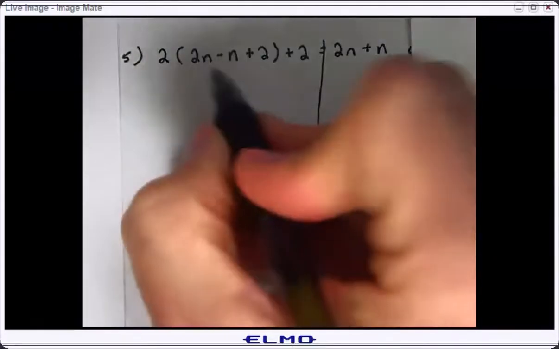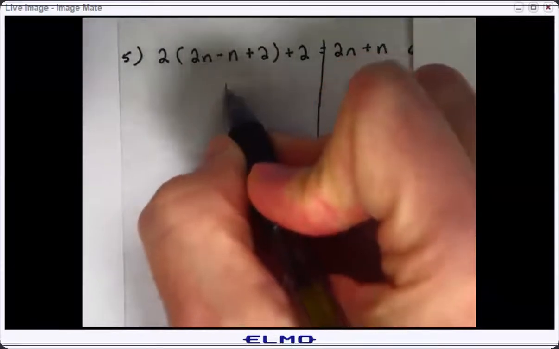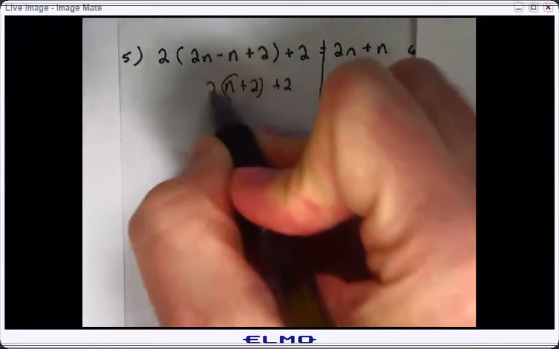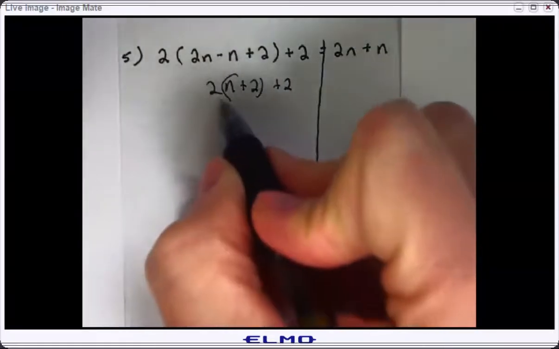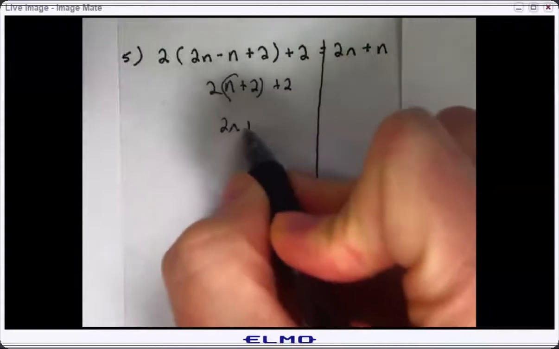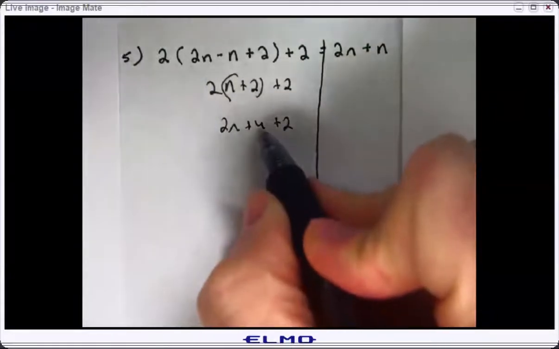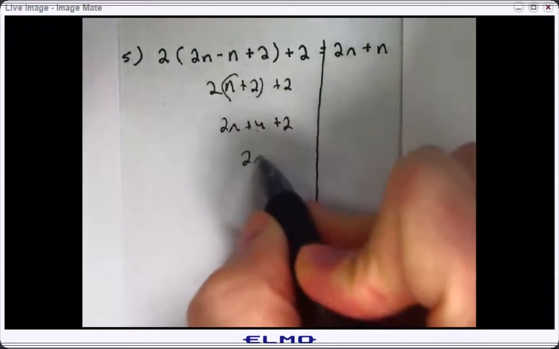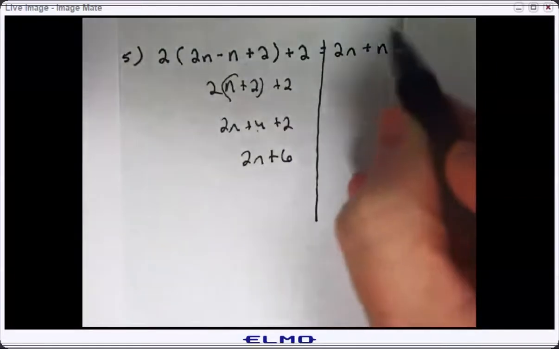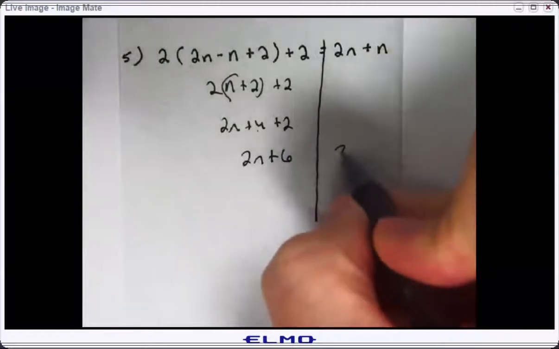On the left side, within this grouping, I have like terms. 2n minus 1n is 1n. Bring everything else down. Now I'm going to distribute. 2 times n is 2n. 2 times 4 is 4. Bring down that plus 2. Now I'm going to combine like terms. 4 plus 2 is 6, so I have 2n plus 6. On the right side, when I simplify, I have like terms. 2n plus 1n is 3n.